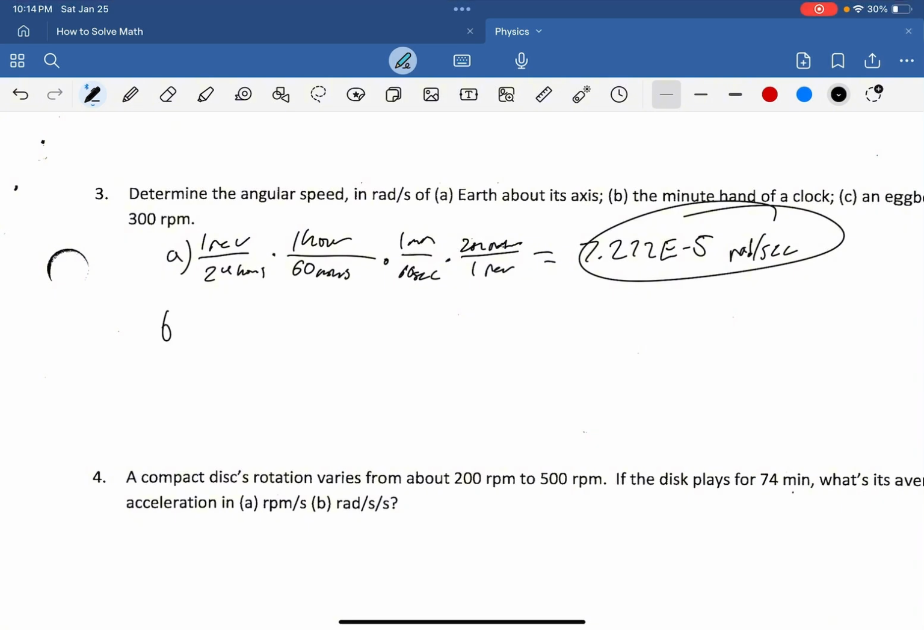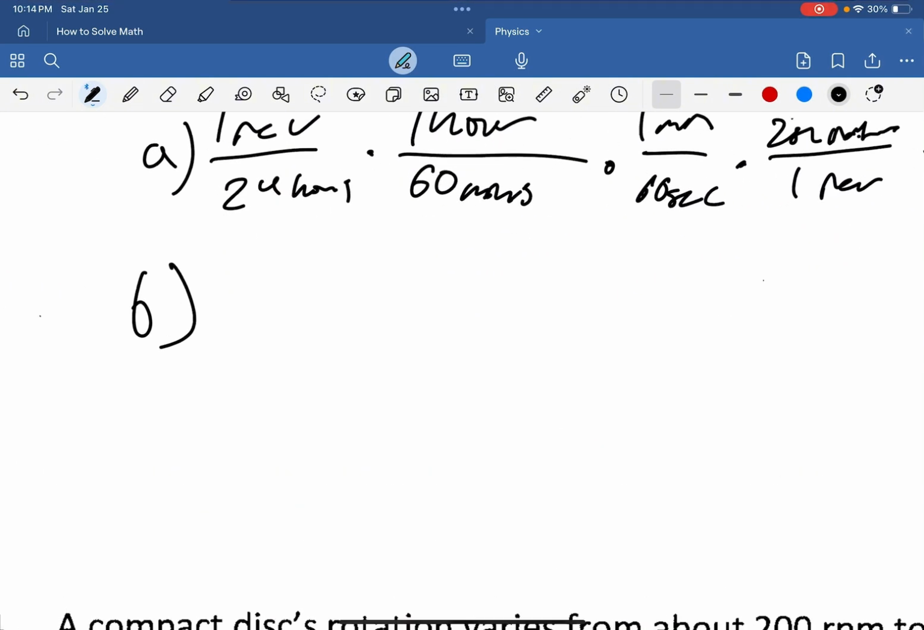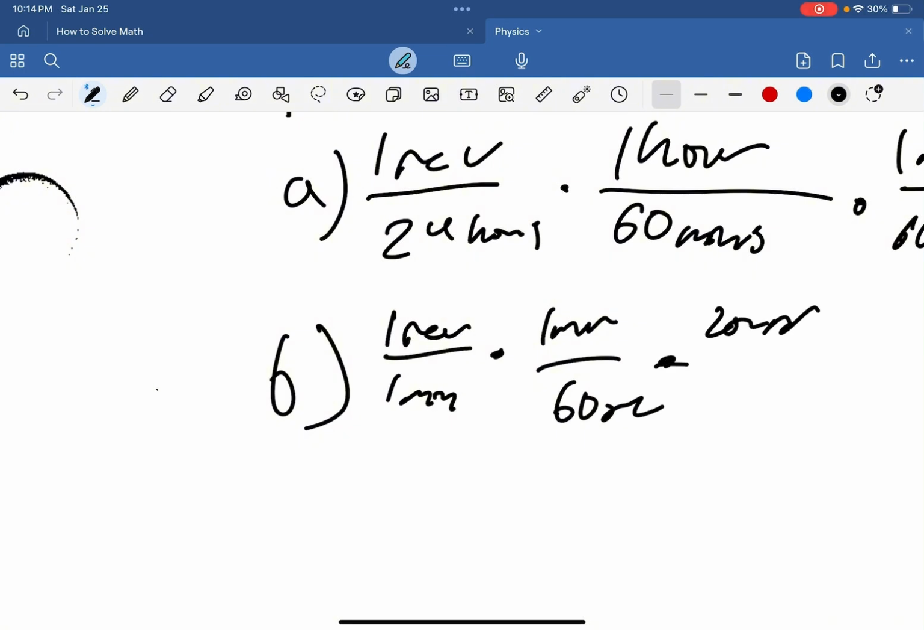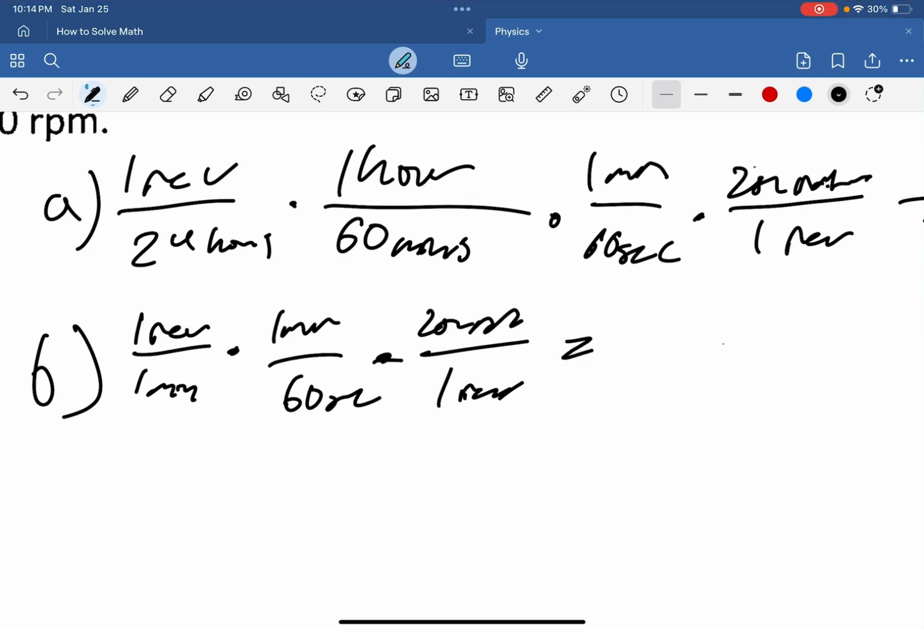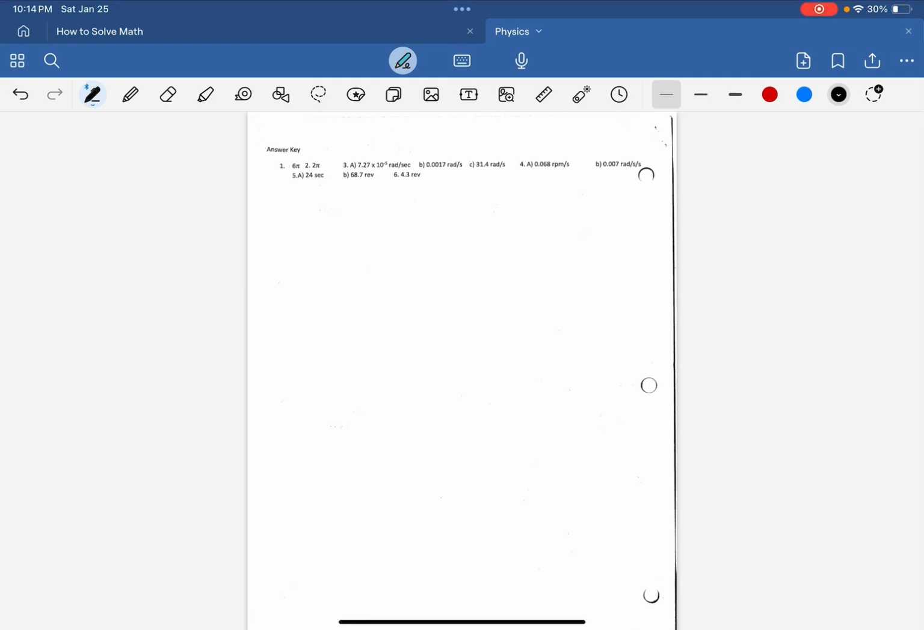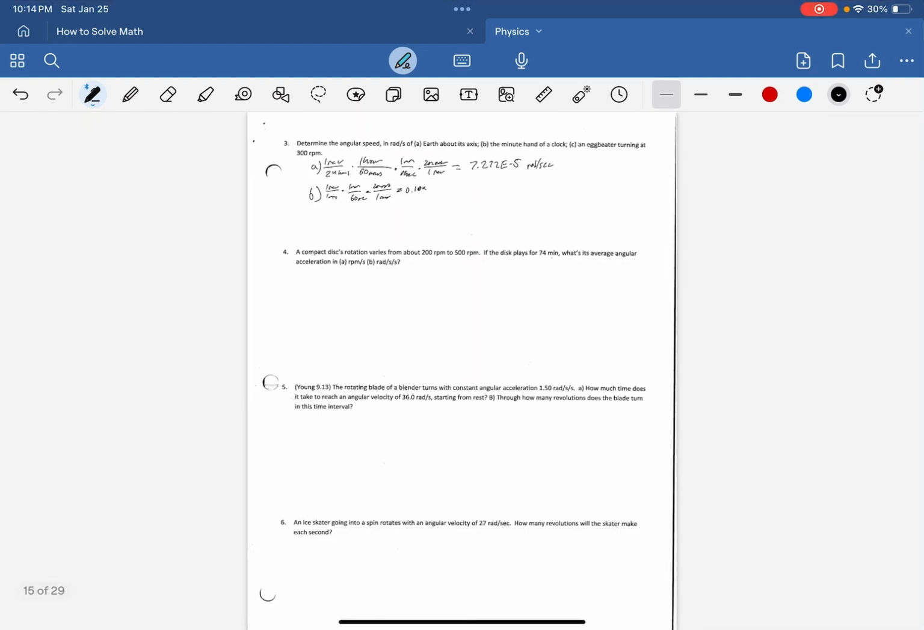Now let's move on to B. The minute hand of a clock. Oh man, okay. It has 1 revolution per 1 minute. So we're going to multiply by a minute, divide by 60 seconds, and then 2 pi rad over 1 rev. And then that's going to be 2 pi divided by 60, 0.104. Right? Ooh, I messed up really badly. Okay, where did I go wrong?